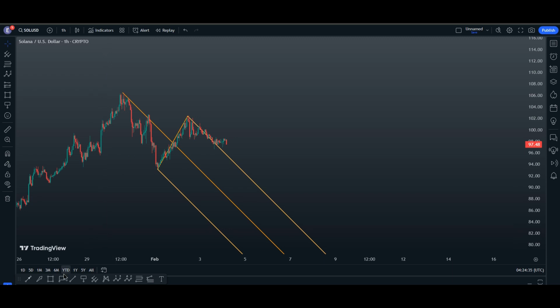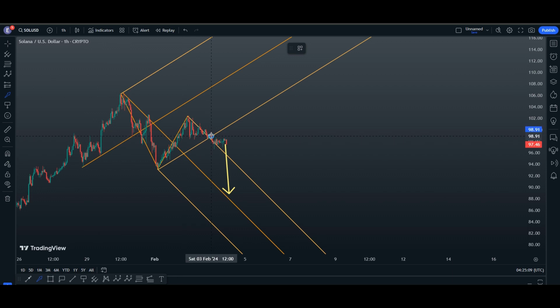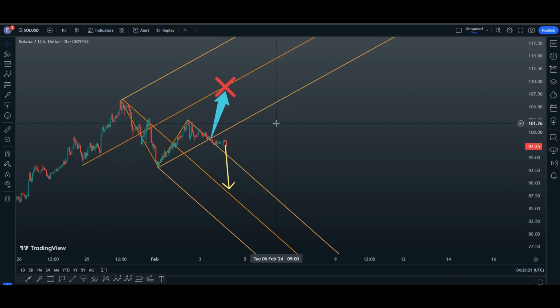And when you see this pitchfork here, maybe our target is here. And market can't touch this median line here.